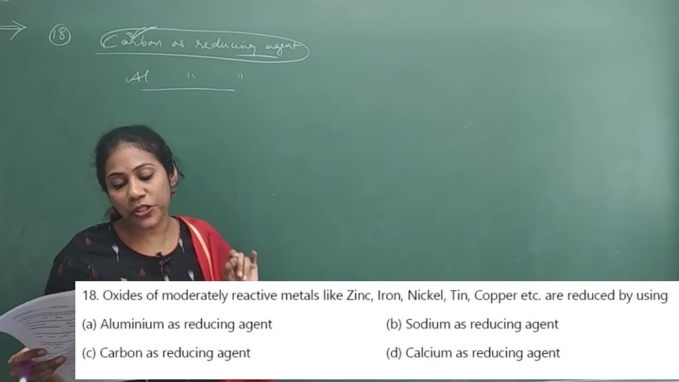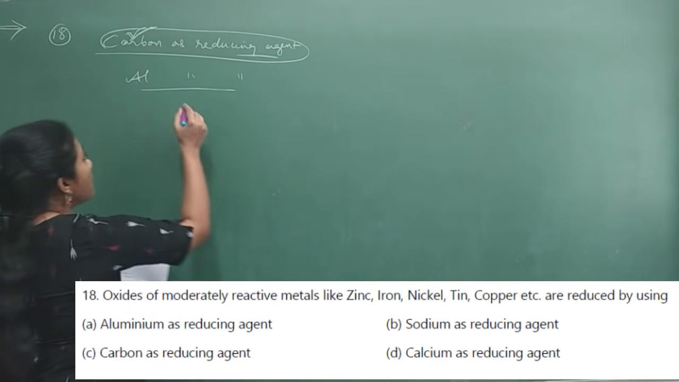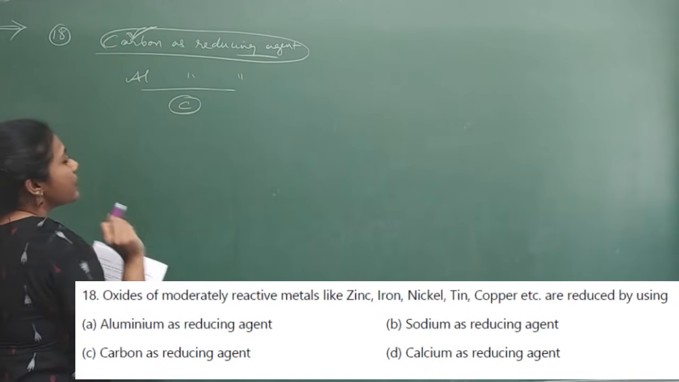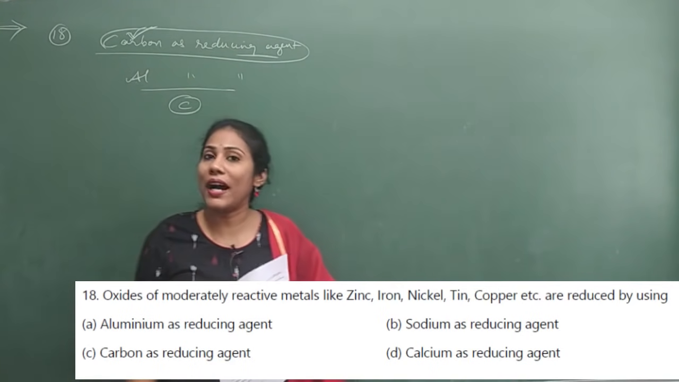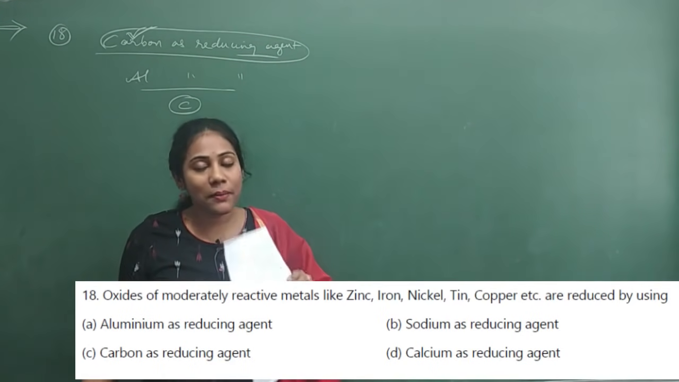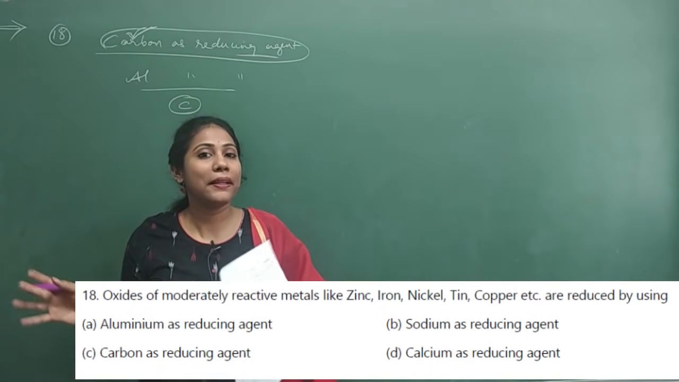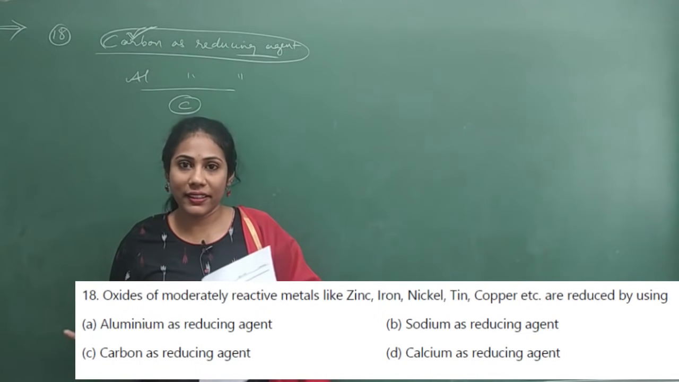So here option C is correct. So option C is correct. So it's a very tricky question. You have to answer carefully. Just remember, more than aluminium, carbon has more reducing power in this case.